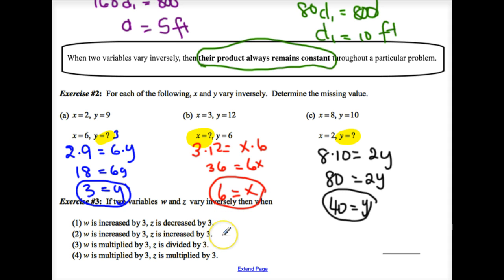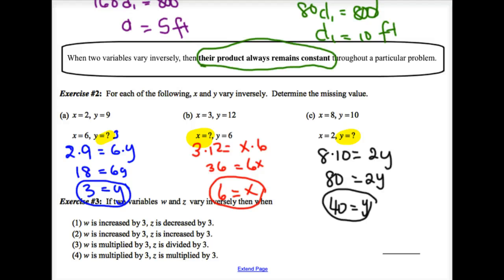Exercise 3 says if two variables w and z vary inversely, then which of the following must be true? So remember, right back up here, it says if two variables vary inversely, their product has to remain the same. So we need to look at which choice, 1, 2, 3, or 4, would make the product remain the same. So let's go through these step by step.